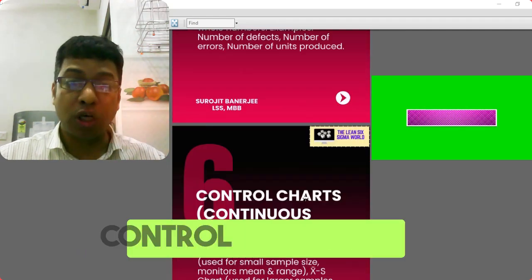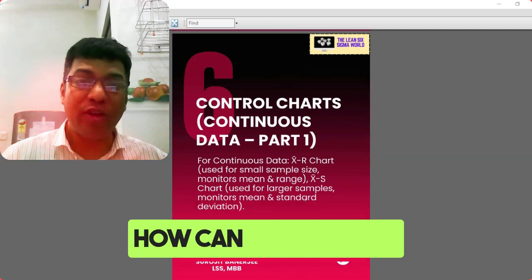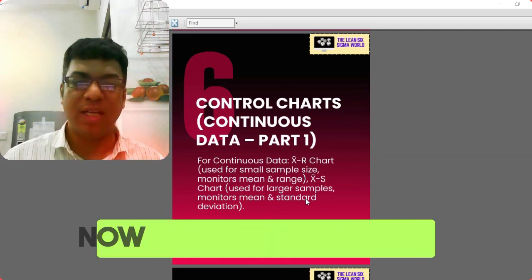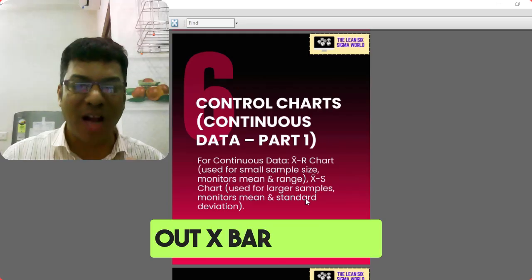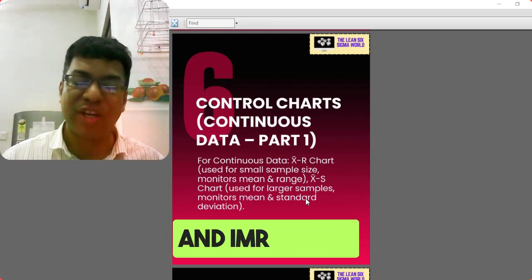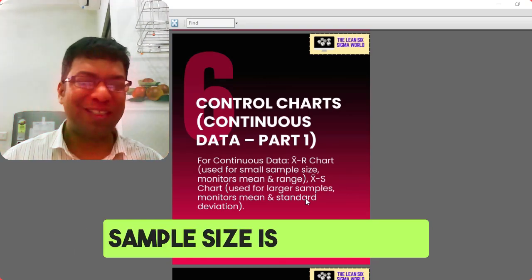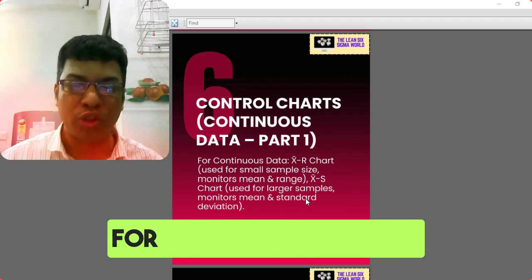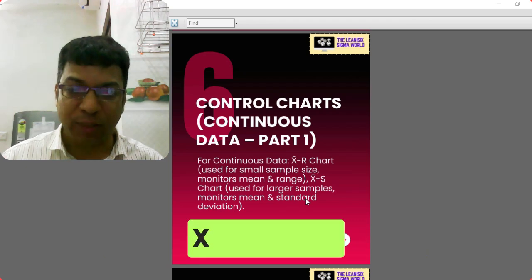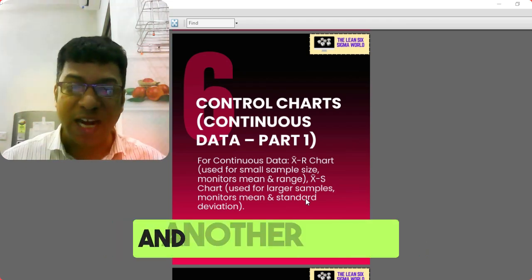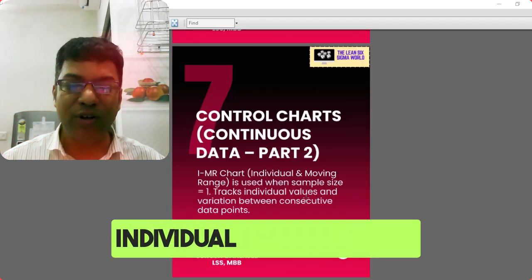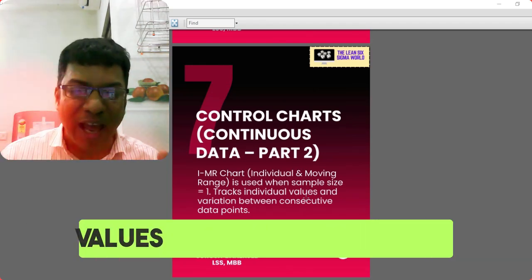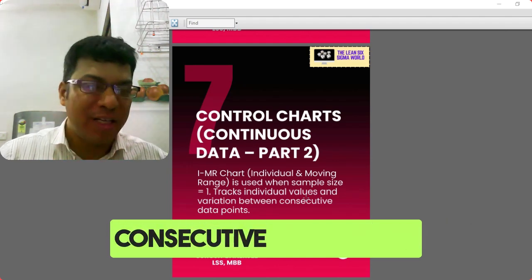Now we need to control the process. We need to understand how we can control the process, and for this we require control charts. For continuous data, we use the X bar R chart, X bar S chart, and IMR chart. X bar R chart is used when the sample size is less than 8, for smaller sample sizes. X bar S chart is used when the sample size is greater than 8, for larger sample sizes. And the IMR chart, individual moving range chart, is used when the sample size is equal to 1. It tracks the individual values and variation between consecutive data points.